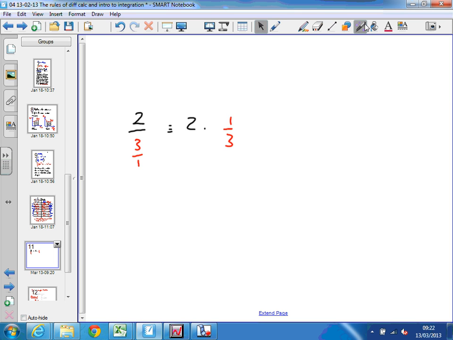So the 3 over 1 becomes 1 over 3. Okay? They invert. We multiply by the reciprocal. And this applies to any situation. So 2 divided by 3/4, for example, could be written as 2 times the inverse, 4/3, and that's effectively what we do.